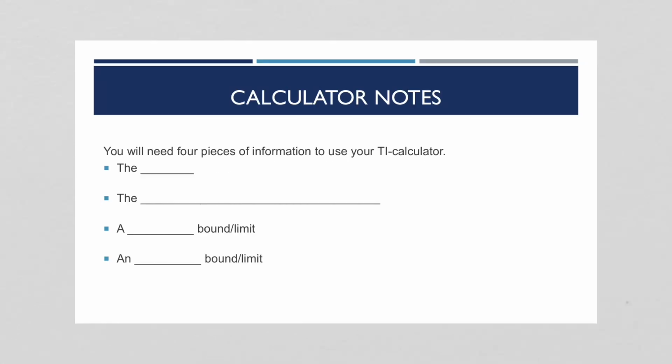Okay, let's talk about calculator notes. So you're going to need 4 pieces of information to use your TI calculator in order to calculate probabilities underneath the normal curve. And this is for any normal curve, not just the standard normal. So what will you need? You're going to need the mean. You're going to need the standard deviation. You are going to need the lower bound, or the limit, and an upper bound, or limit.